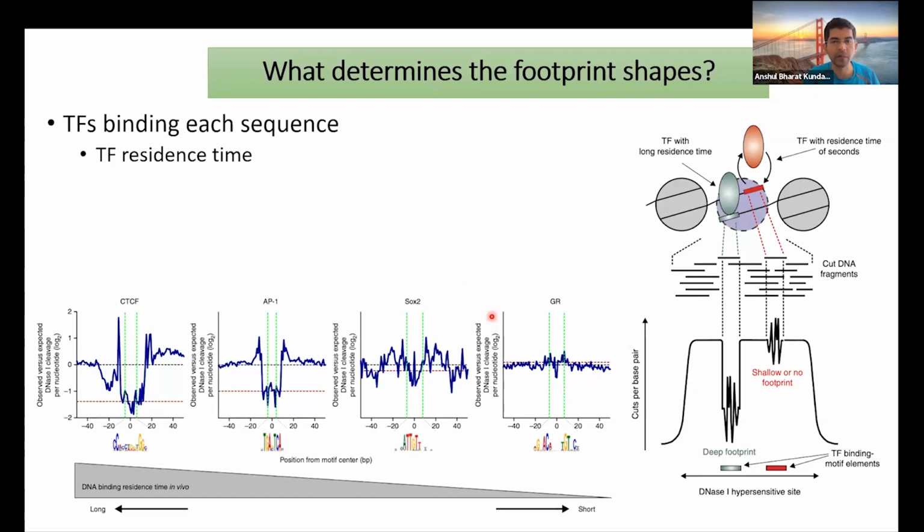It also gets difficult because we have to think about what really affects these kinds of footprint shapes and spans. There's a variety of biological entities. So there's obviously the residence time of transcription factors. That's how long they stay on DNA, and it determines, for example, how deep these footprints are. So here are 2 transcription factors that have high residence times. They produce these beautiful deep footprints. Then you have other transcription factors that have low residence time, and they often produce shallow footprints.